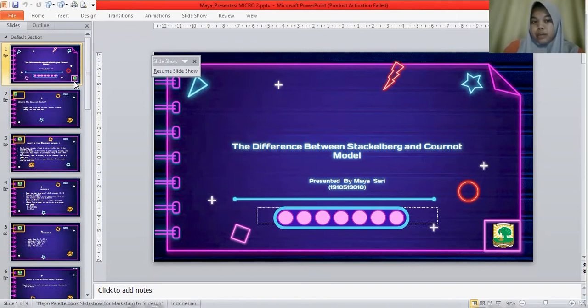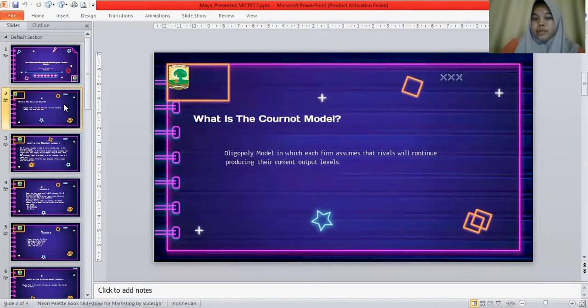1910513010. Here, I want to present about the difference between Stackelberg and Cournot model. And we continue to the Cournot model. What is the Cournot model? The Cournot model is an oligopoly model in which each firm assumes that rivals will continue producing their current output levels.